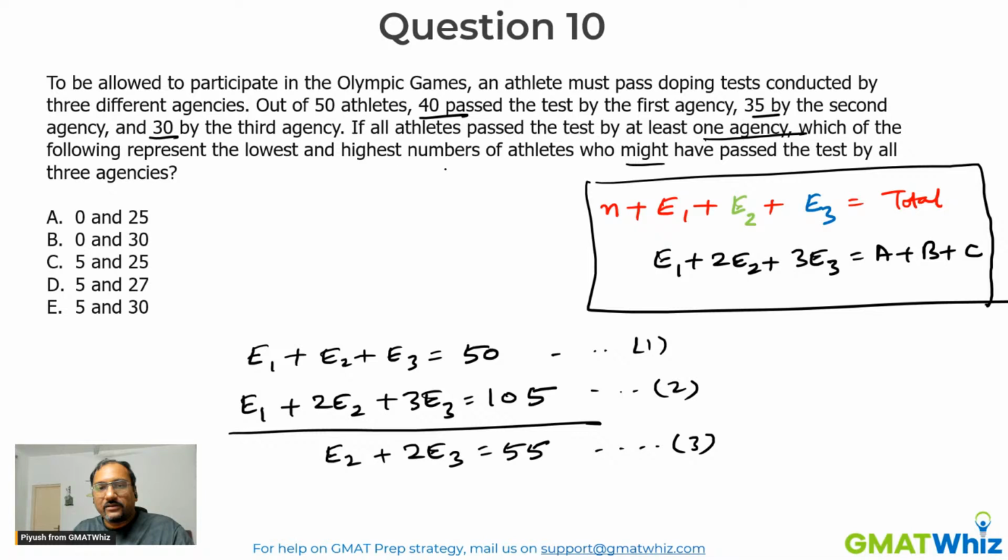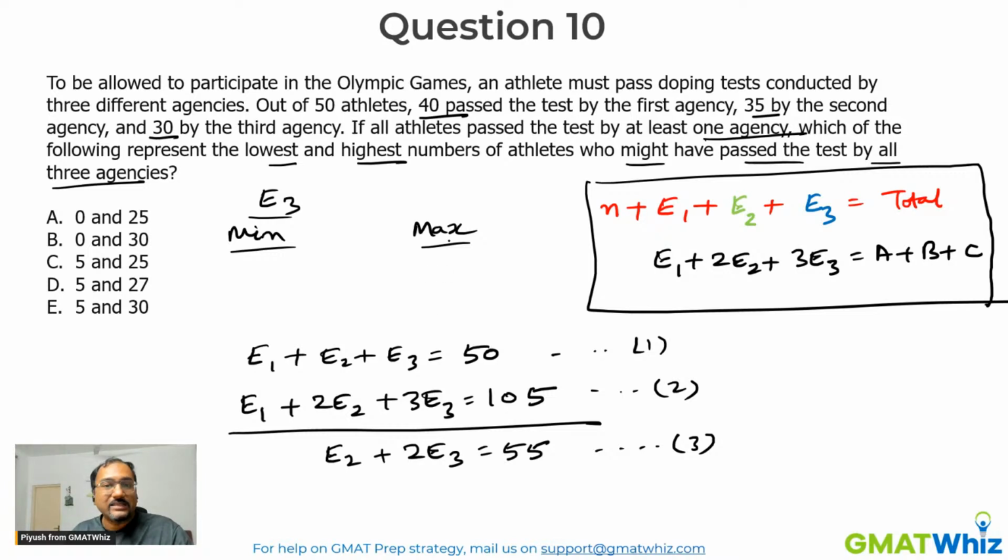Now it says, what is the lowest and highest number of people who have passed all three agencies? So I have to look at the minimum and maximum value of E3. Now let me start with the maximum value first. Why? Let me come to that later. It's just for the sake of making the explanation easier.